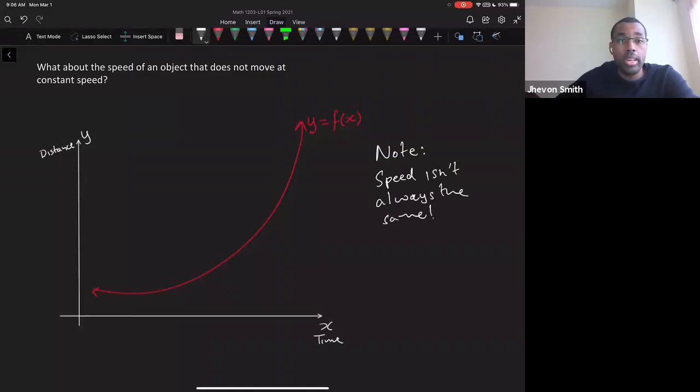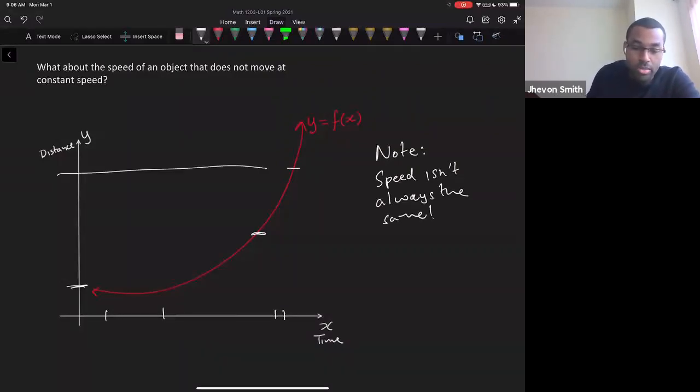In fact, this is an object that's actually speeding up. In the beginning, it was moving slower than it was at the end. You'll notice that it took a long time here to cover almost no distance, but then in a short time here, it went from here to up here, right? Which means it traveled a far distance, so it actually moved faster towards the end than in the beginning. That's not very important though.